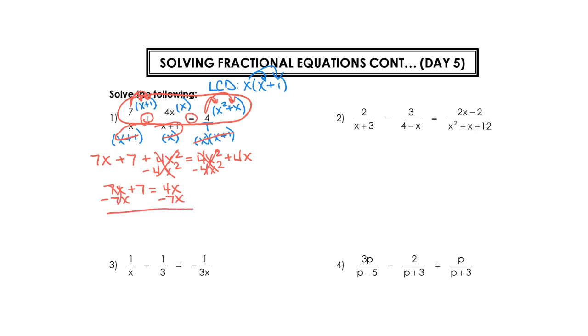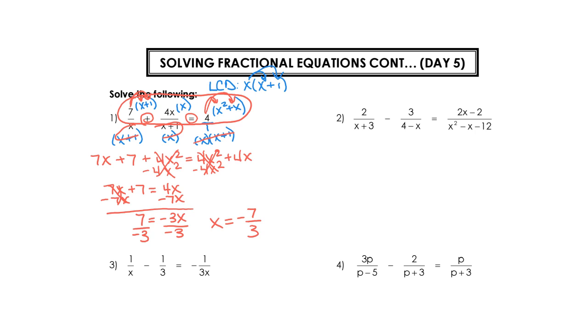And I am left with 7 equal to a negative 3x. To get x by itself, we're going to have to divide by negative 3. And x comes out to equal negative 7/3. Not the greatest answer in the book, but it's an answer.